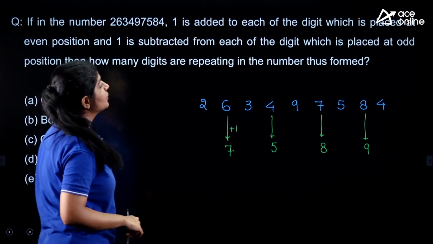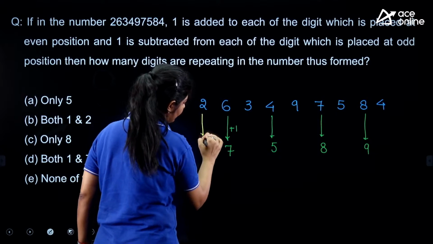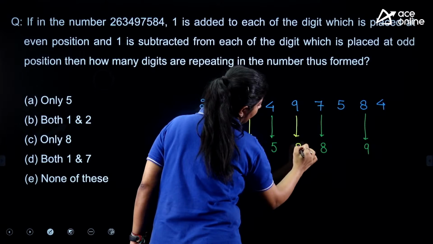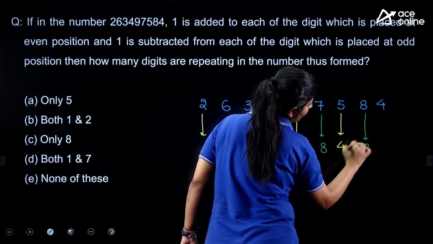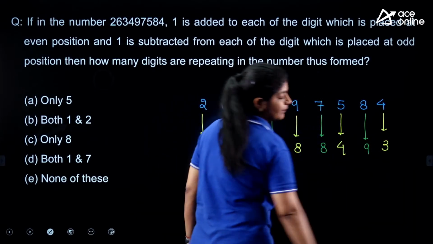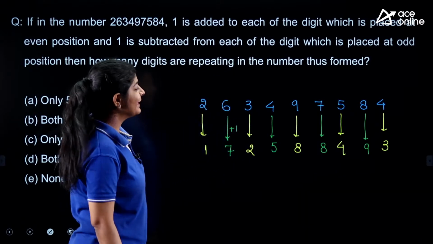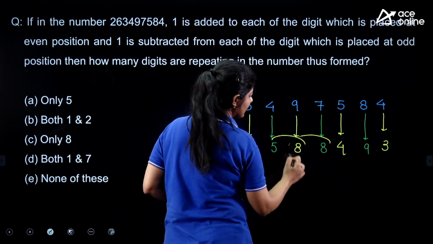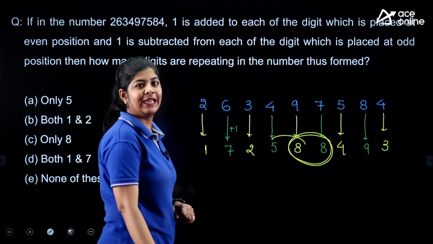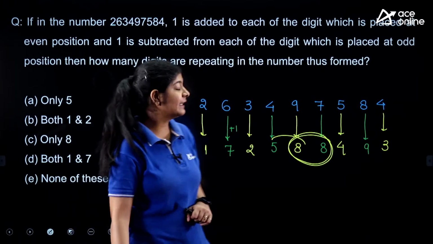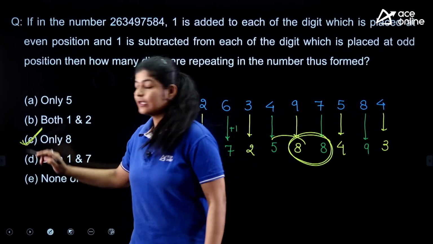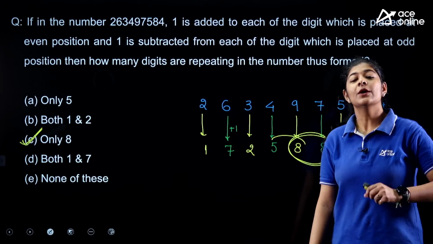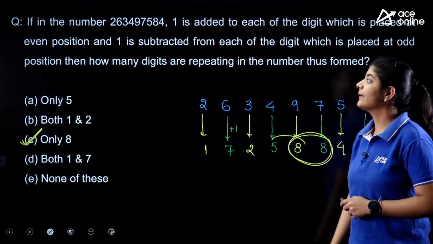At the odd position, what we need to do? We need to subtract 1. 1, 2, 8, 4, 3. Right? Now we need to check how many digits are repeating. So I can say that apart from these 8, none of the digits is repeated. So the correct option over here is option number C. Only 8 is repeating.